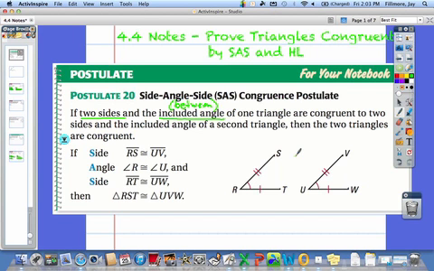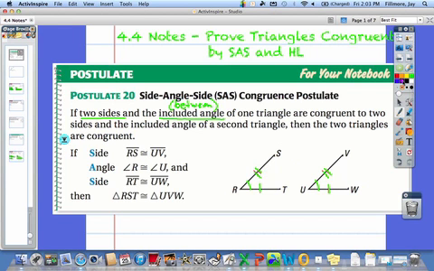So with this case down here, we have SRT, where this angle is formed by these two sides, and VUW, where this angle is formed by these two sides. So these two triangles would be said to be congruent.